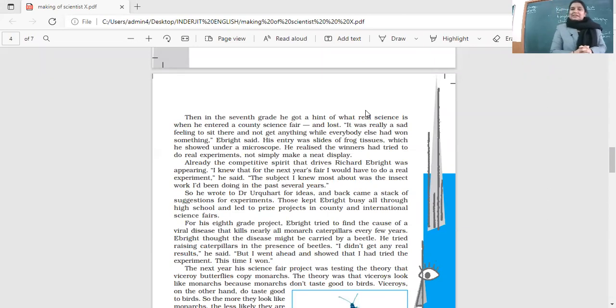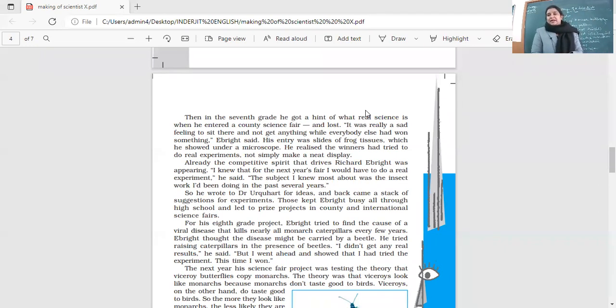But he was not disappointed. His entry was slides of frog tissues, which he showed under a microscope. He realized that the winners had tried to do real experiments, not simply make a neat display. So it's just like you're going for an exhibition and everybody has made working models and you go there with a chart. So it's very different, isn't it? So he realized displaying something, showing something is not science.